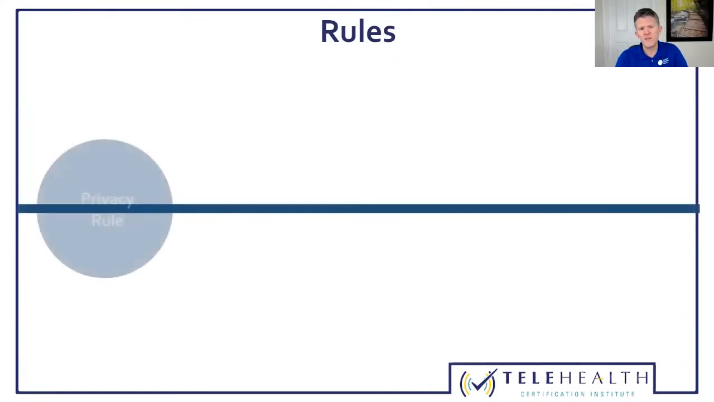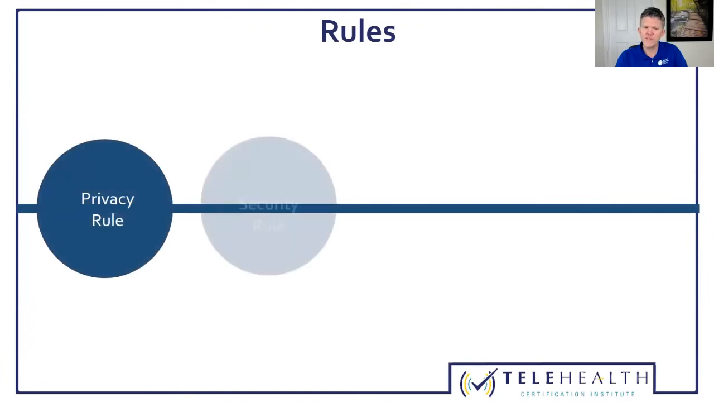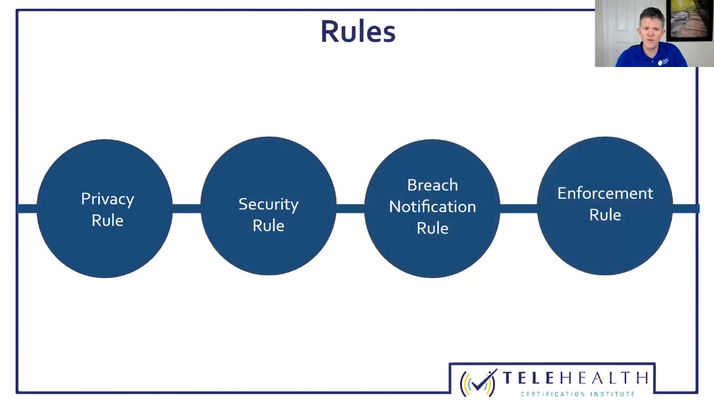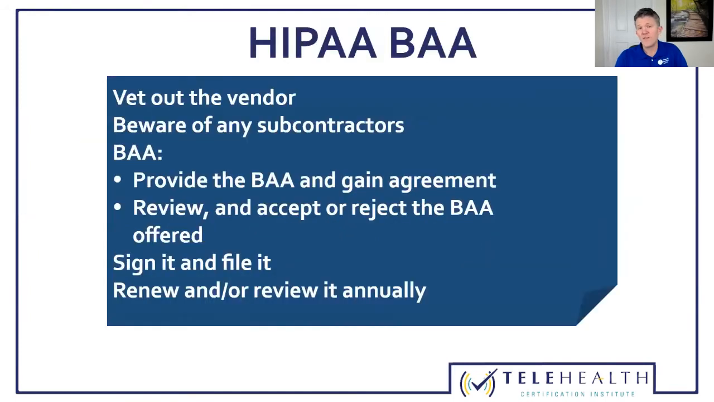In HIPAA law, there are four main rules: the privacy rule, security rule, breach notification rule, and enforcement rule. One of the key things you have to consider with providing telehealth services in HIPAA law is the requirement that if you are a covered entity under HIPAA law, if HIPAA law applies to you, you have to receive a HIPAA business associate agreement from all of your business associates. Now, who is a business associate?